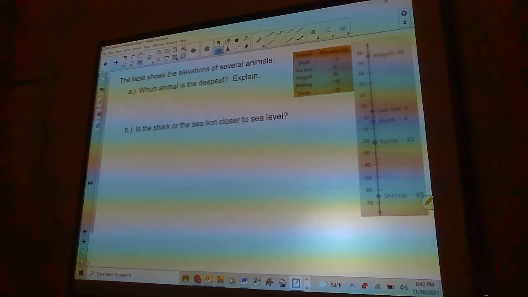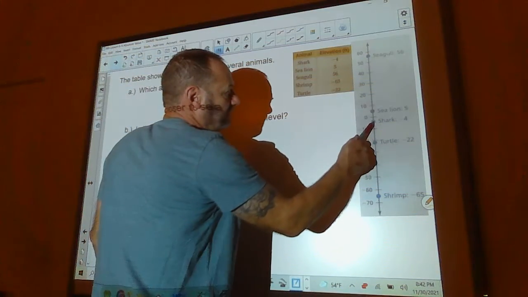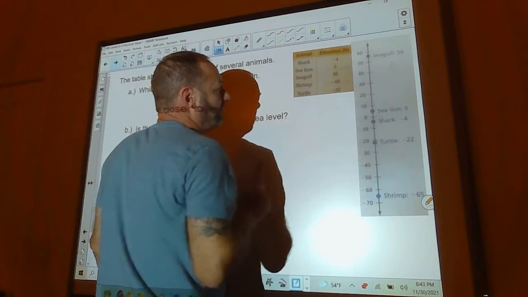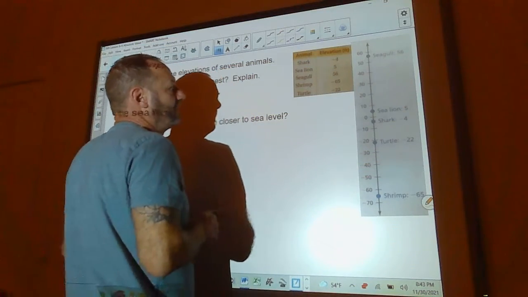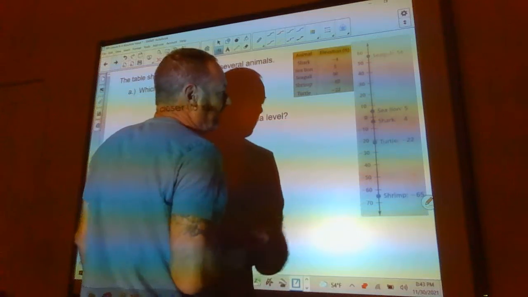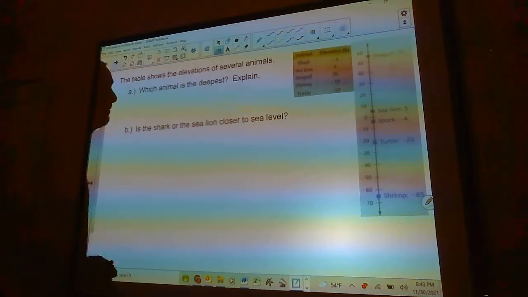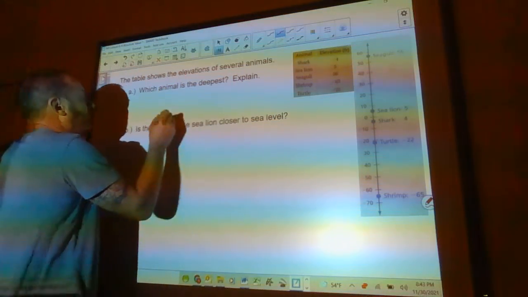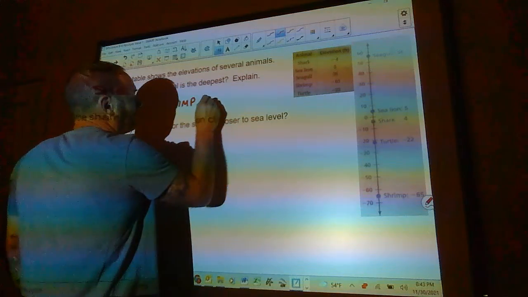The table shows the elevation of several animals. Which animal is the deepest? Shark is at negative 4 feet, so that would be right here. A sea lion would be at 5 feet, so that would be up here. A seagull would be at 56 feet, that'd be way up here. A shrimp at negative 65 feet, way down here. And a turtle at negative 22 feet would be right here. If you throw them on a number line, this becomes a very simple problem. Which animal is the deepest? Of course, the shrimp is the deepest at negative 65 feet.